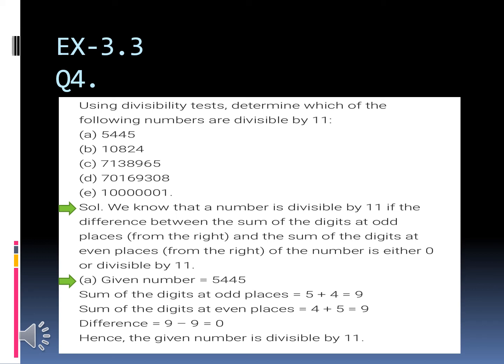If you get confused with the odd places and even places, you can just see the alternate digits and you can put an arrow from one number to the other number, right? So both the sums are 9 and the difference is 0 here. So the given number 5445 is divisible by 11. So here you have to be careful about the three steps: the sum of the digits at the odd places, the sum of the digits at the even places, and the difference. So be careful about this and try out the rest of the parts yourself. The solution is given below.